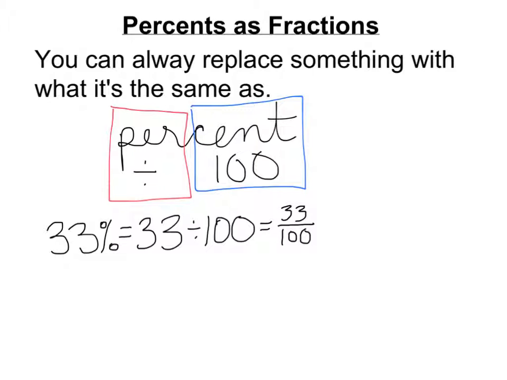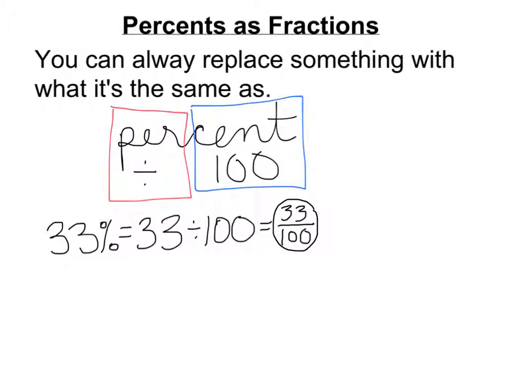We need to check to see if we can reduce. One of the nice things about having a power of 10 as our denominator is that we can check and see, can this be reduced by 2? Can it be reduced by 5? And if the answer is no to both of those, then it can't be reduced. Well, the answer is no to both of those, so therefore 33% is 33 hundredths. Let's go ahead and try another one now.